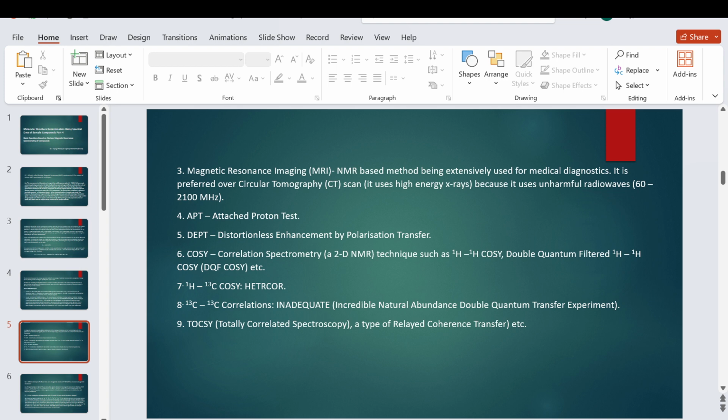Third is magnetic resonance imaging, which is used in the medical field and is preferred over CT scan because it uses less harmful radiations, whereas CT scan uses X-ray radiations. Fourth is attached proton test. Fifth is DEPT, distortionless enhancement by polarization transfer. Sixth is COSY, that is correlated spectroscopy, the 2D technique.